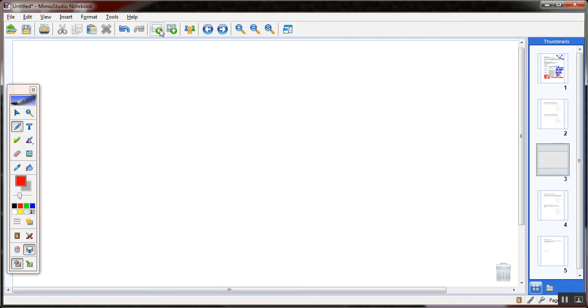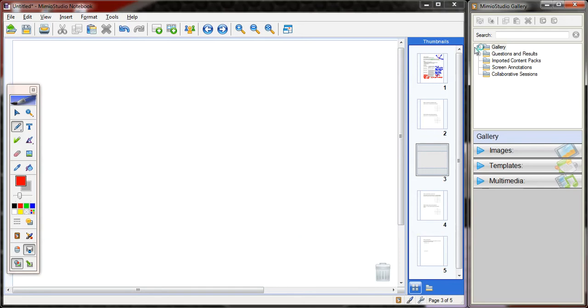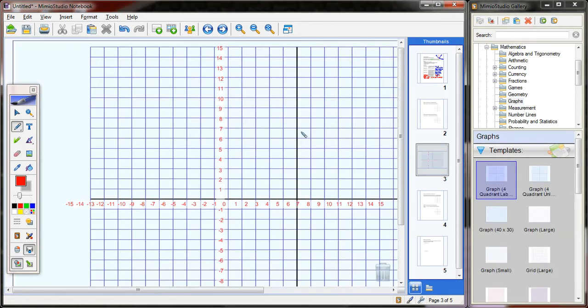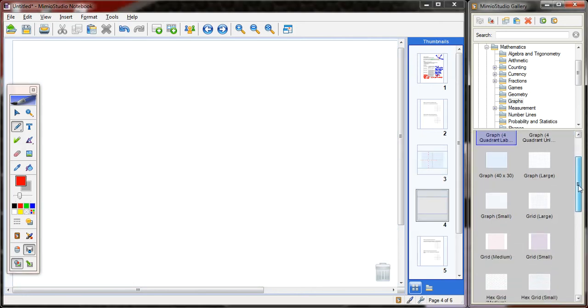So give me a second here. Let's see. Gallery. Mathematics. Let's see if I can get the good one to work. Please work. Please work. Please work. It didn't. Why does that do that all the time, kids? See how the XY axis is here and then the numbers are way off? Anybody know why that does that? I know why. You want to know why?